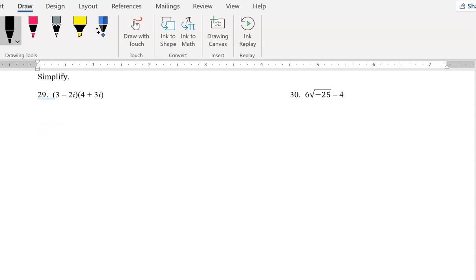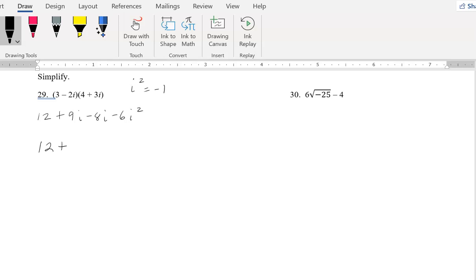So for number 29, we're going to do FOIL. 3 times 4 is 12. 3 times 3i is 9i. 4 times -2i is -8i. And the last terms together would be -6i squared. Well, you always have to keep in mind that i squared is equal to -1. So anytime you write down i squared, you need to replace it with -1.